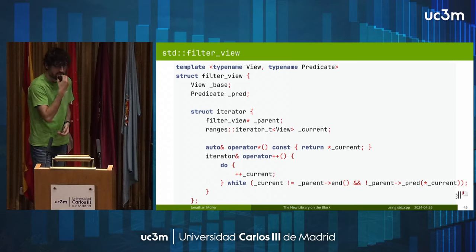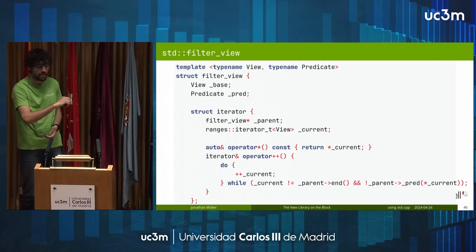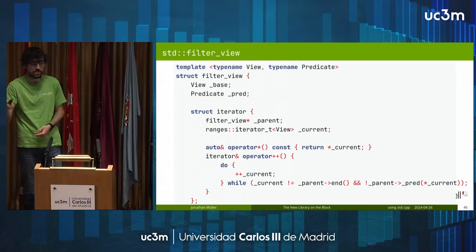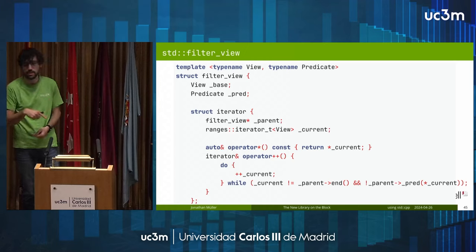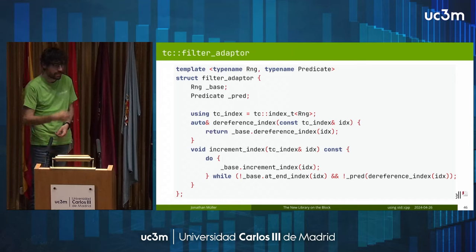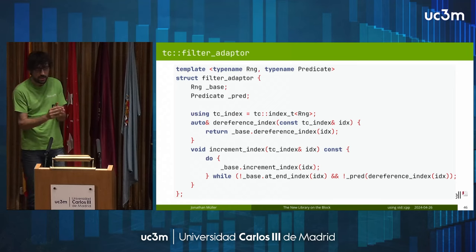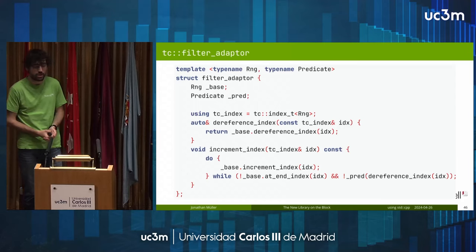So this is, for example, filter view. It needs to store the base view and then the predicate. And then the iterator needs to store a pointer to the parent and the current position. And it needs the pointer because when we do the increment, we need to loop until we find the next element. And this requires access to the parent to figure out when it's done and what the predicate is. So every iterator stores the pointer and the current position. However, using indices, the index stays the same. We just need to remember the position in the base range, so we don't need to store any additional state. And when we do the logic, we're inside the filter adapter anyway, so we don't need to store a pointer. We can just naturally access all our members as we want.